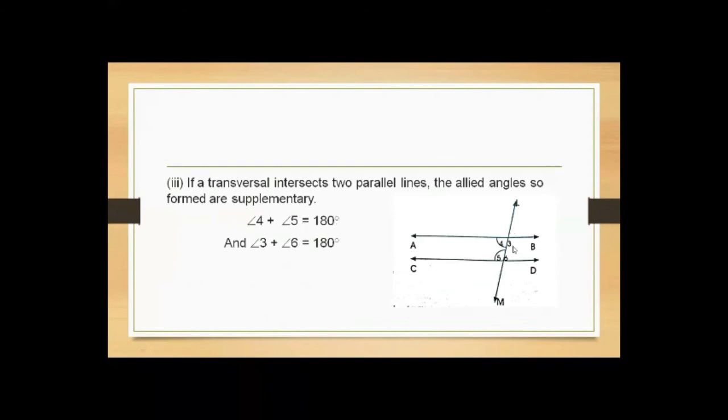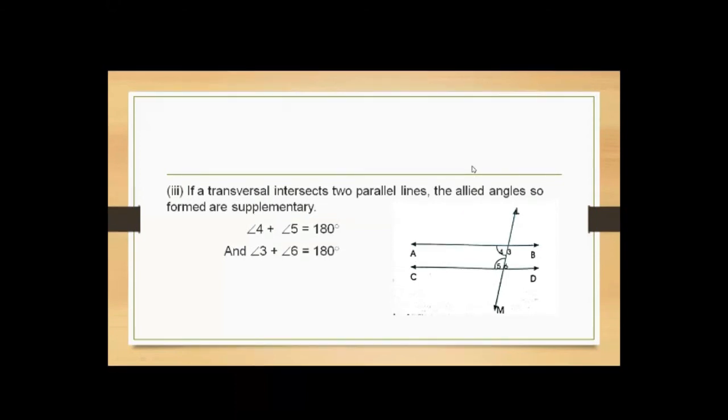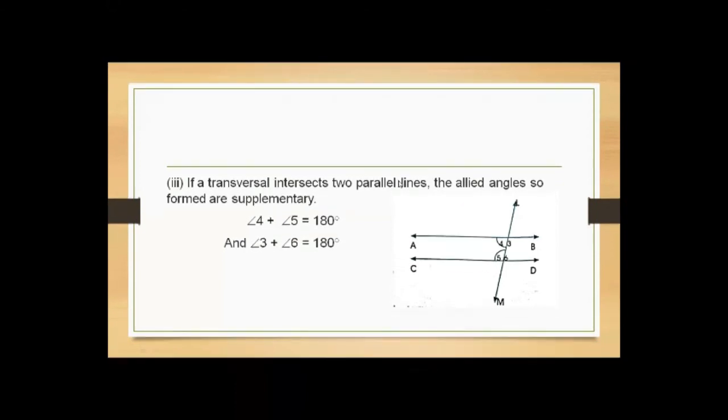Students, as you know, between two parallel lines intersected by a transversal, two angles form interiorly on the same side of the transversal; these are the allied angles. The sum of the allied angles is equal to 180 degrees. The same here, angle 3 and angle 6, the sum of these two angles is equal to 180 degrees. Why are they equal to 180 degrees? Because they are lying on the same line, so they form 180 degrees. Hopefully you will understand properly here.